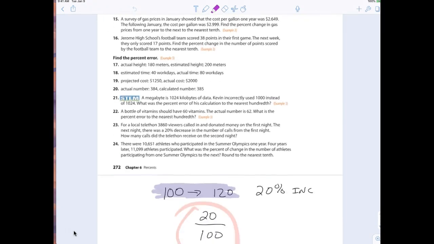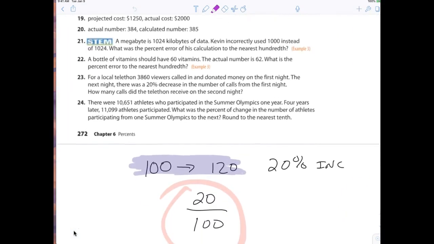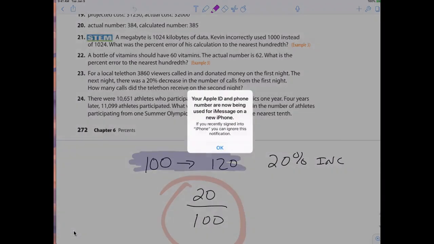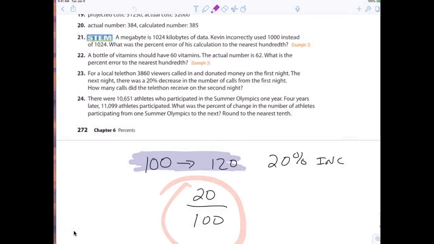21. Here we go. Let's look at 21. It says a megabyte is 1,024 kilobytes of data. Kevin incorrectly used 1,000 instead of 1,024. What was the percent of error? Remember, the percent of error is just the difference divided by the what? The actual, right? So in this case, there's a difference of 24, and so we're dividing 24 by the actual, which is 1024. Do you agree with that or not?